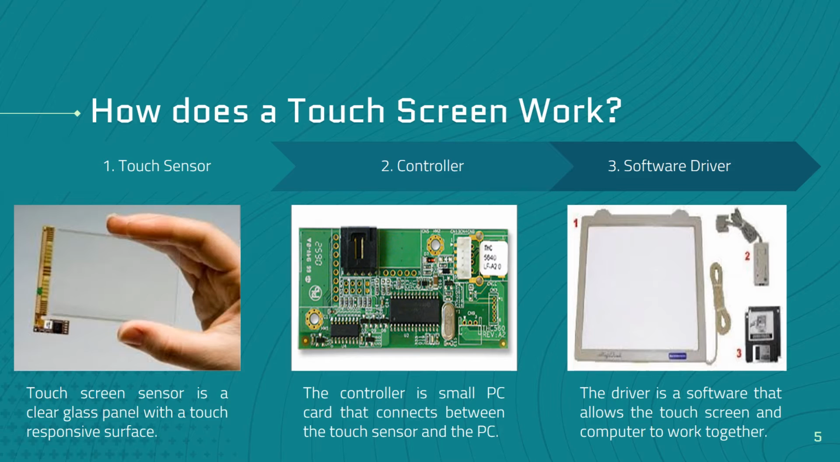The controller is a small PC card that connects between the touch sensor and the PC. This also takes information from the touch sensor and translates it into information that the PC can understand. Next is the software driver. The driver is software that allows the touchscreen and computer to work together. It also tells the operating system how to interpret the touch event information that is sent from the controller.